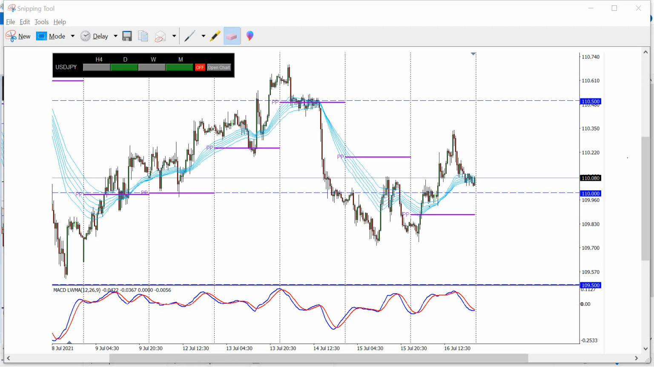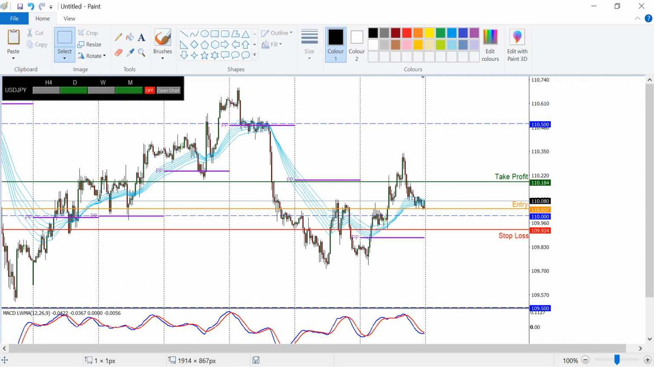So what I've done here is I've shown the same chart. I've just added the entry, take profit, and stop loss lines, as opposed to me trying to draw them with my finger. Otherwise, it probably would have been a bit difficult for you guys. Does this thing work? Yeah, it kind of works here.